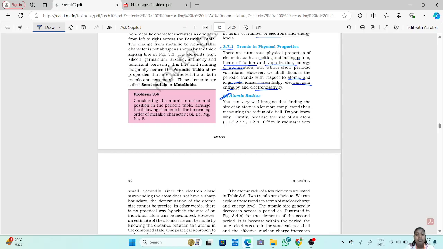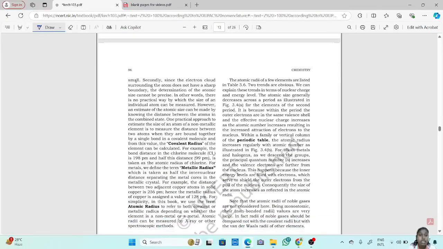Do you know why? Firstly, because the size of an atom is very small. You can't even see it using your naked eyes. Secondly, since the electron cloud surrounding the atom does not have a sharp boundary. Firstly, because they are very small. Secondly, there is an electron cloud around the atom, and this electron cloud doesn't have a sharp boundary. So the determination of the atomic size cannot be precise. You cannot determine the exact size, that an atom is this many nanometers.